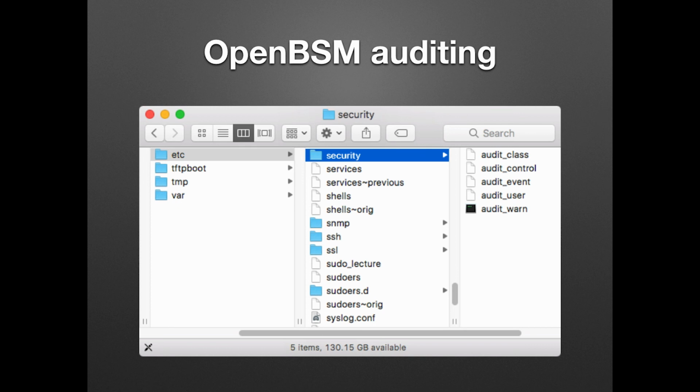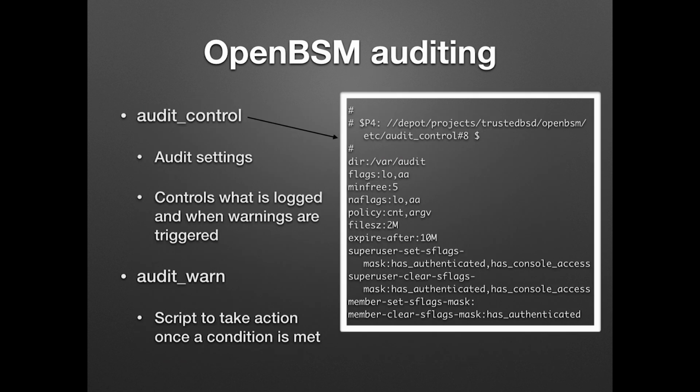Here's where all the operational files are. In /etc/security, you'll find 5 files here. And these are all the files that are involved in OpenBSM auditing. We are going to be primarily interested in looking at 2 of these. So audit_control, that's where all the settings for OpenBSM auditing are. You can see an example there. It shows you what the default looks like. This was taken off of this Sierra system right here.